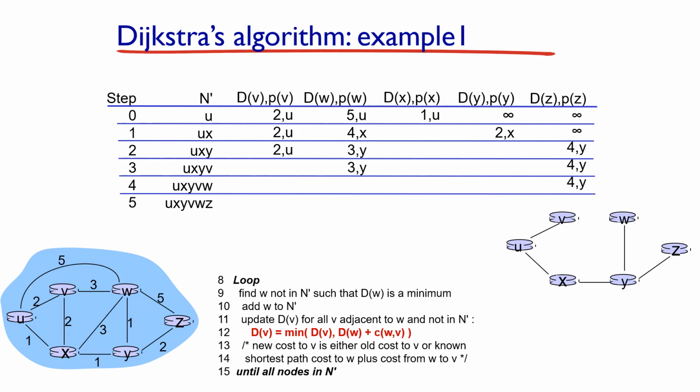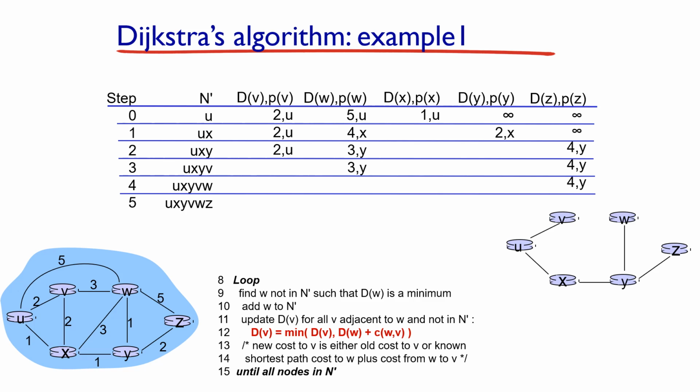This is the main part of the algorithm. How is the d of v updated? It is written in the step number 12 with the red lines. That is, dv is equal to minimum of dv, comma, dw plus c of wv. The minimum among d of v or dw plus c of wv.